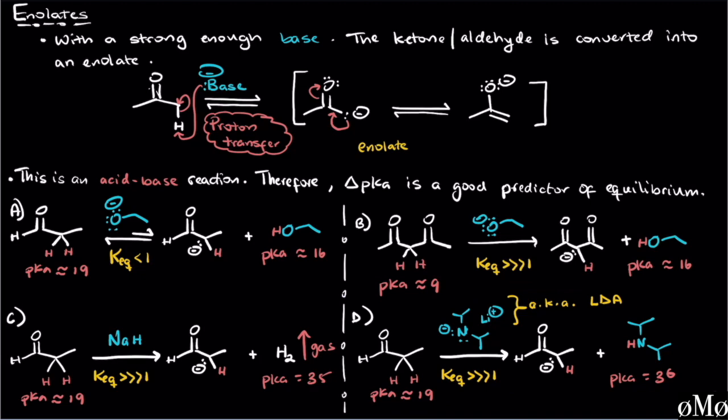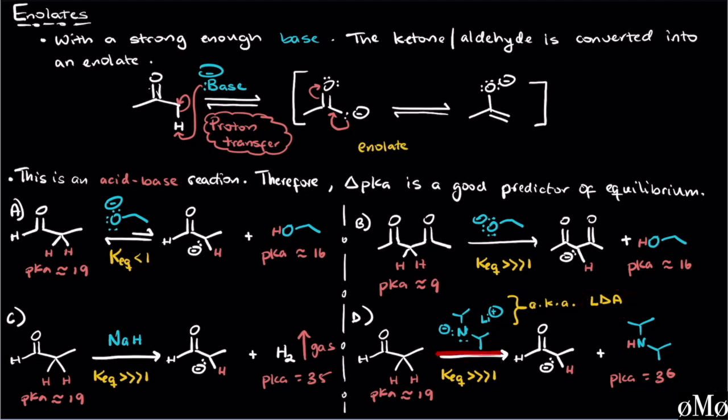Another common strong base used in this type of enolate formation is lithium diisopropylamide. So that's your lithium, your diisopropyl groups, and here's your amide. The short form for this is LDA. L stands for the lithium, D stands for the diisopropyl, and A stands for the amide.